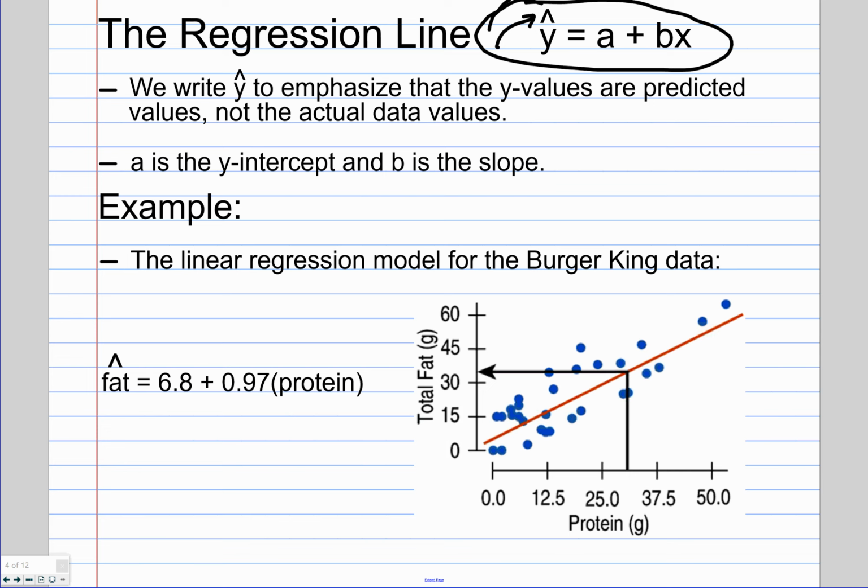Now, the calculator will give you a and b. Okay? a is your y-intercept, and b is your slope. Now, why is that confusing? Are you used to what form? y equals mx plus b, and b was your y-intercept. Now, what is your b? Your slope. Okay, so that's going to be a little bit of a change.